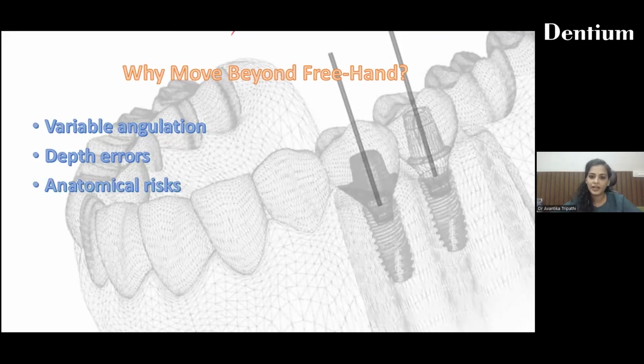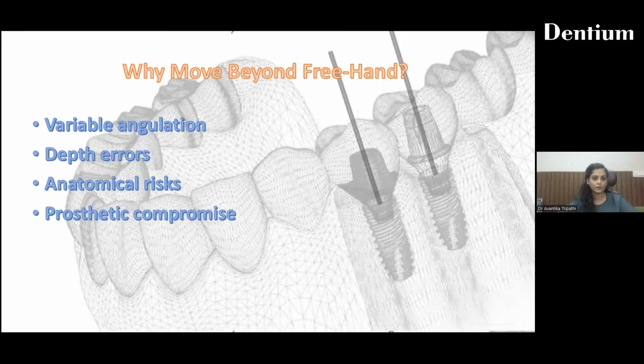There can be anatomical risk, injury to anatomical structures, like the sinus and the inferior alveolar canal. So there is a high risk of injuring all these anatomical structures. There can be a prosthetic compromise. There can be a case in which we end up compromising the prosthesis of the patient.